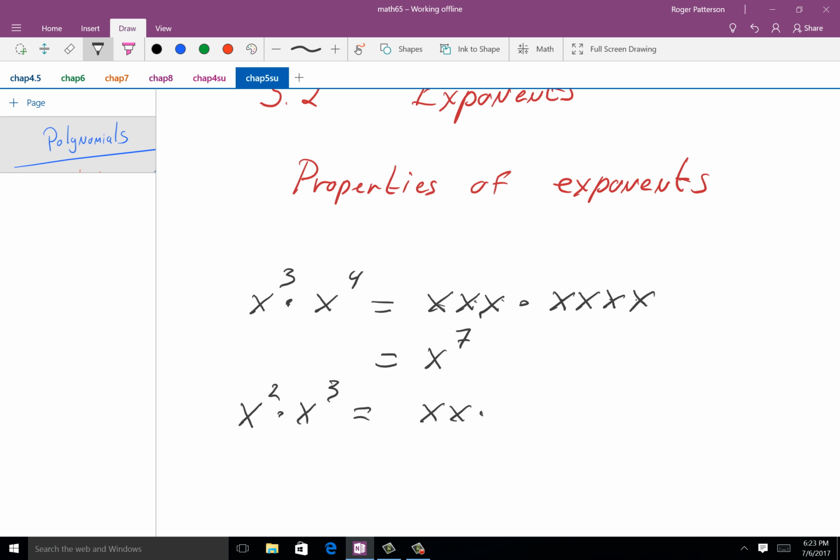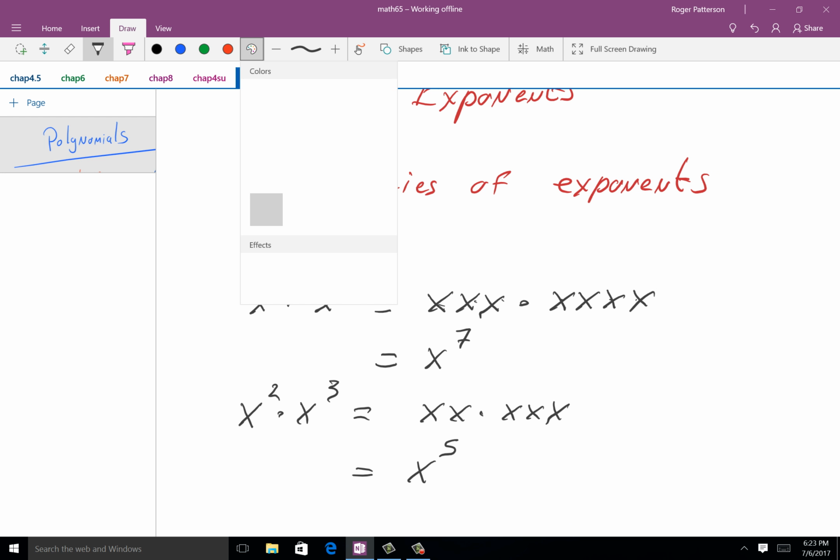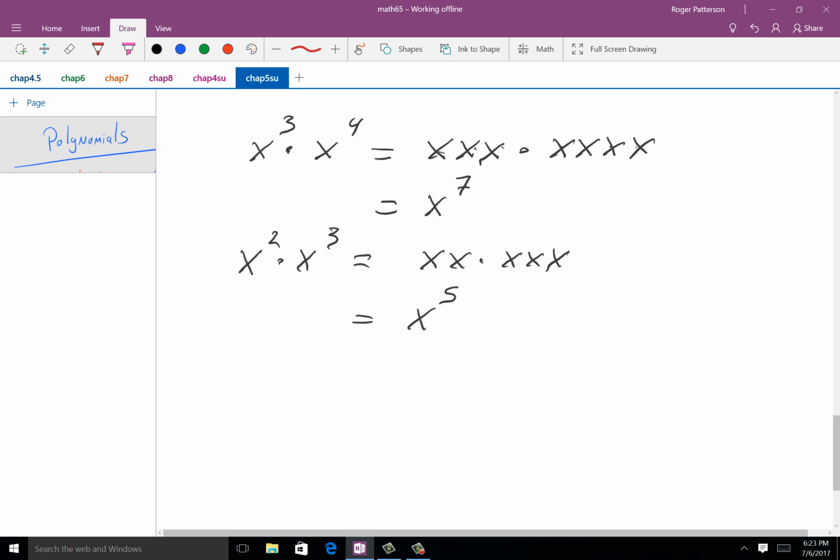Repeated multiplication. How many x's do we have? 5. So what's happening here is when we multiply two terms, all right, what do we do with the exponents? You just add them. So the first property of exponents that you should write down goes something like this. All right, so if I have a to the m times a to the n, that's equal to a to the m plus n. All right.